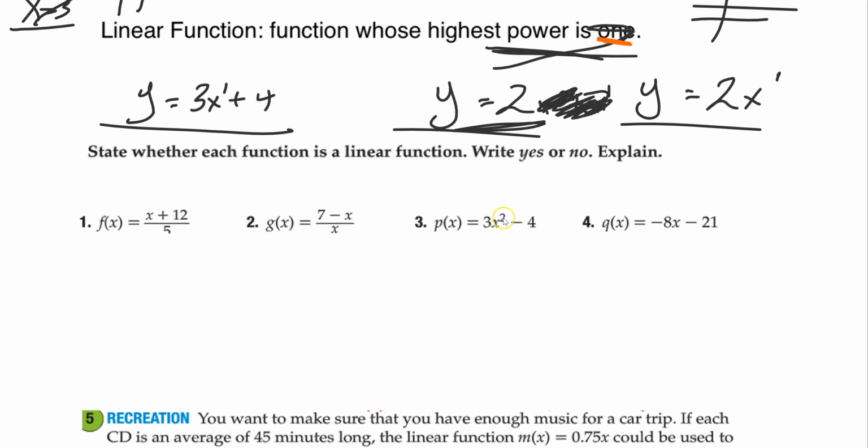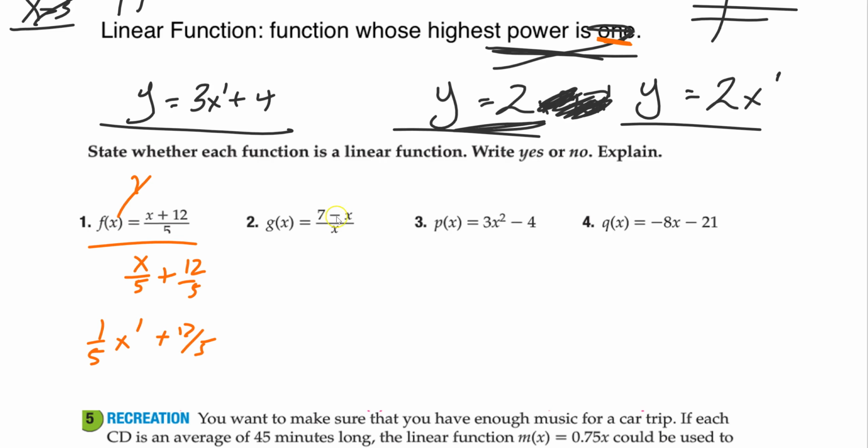Anyway, real quickly, let's do some examples. Now here, we could break this up to make it a little easier. This is x over 5 plus 12 over 5. Or if you want, 1/5 x plus 12 over 5. And yes, it's a linear function, the highest power is 1. So yes.